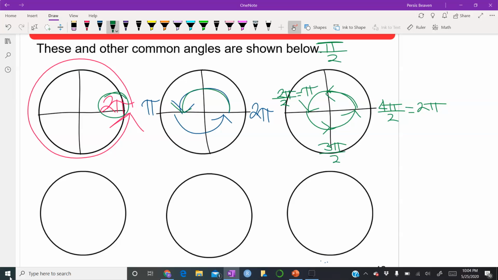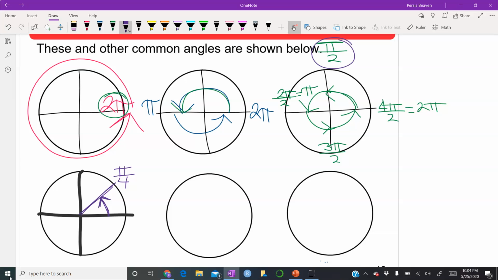So if we continue like that, and now let's go for this type of rotation. So from here to here, now I'm taking half of a quarter of a circle. And so half of pi over 2 happens to be pi over 4.